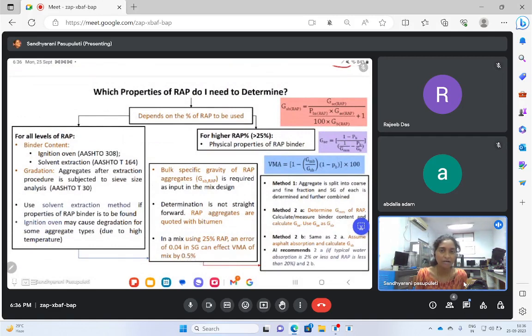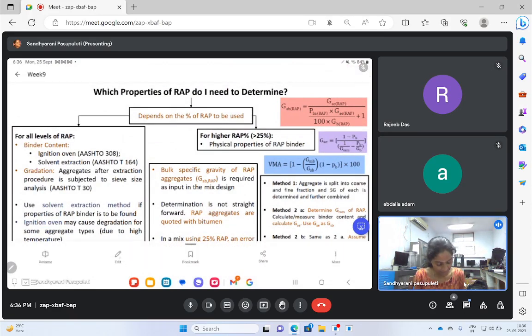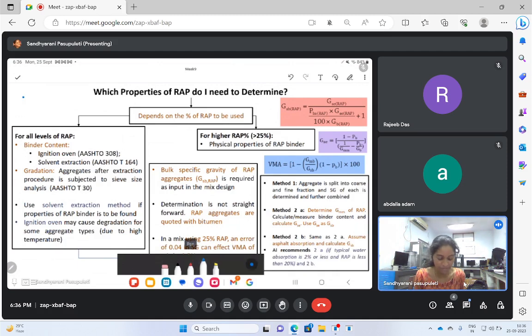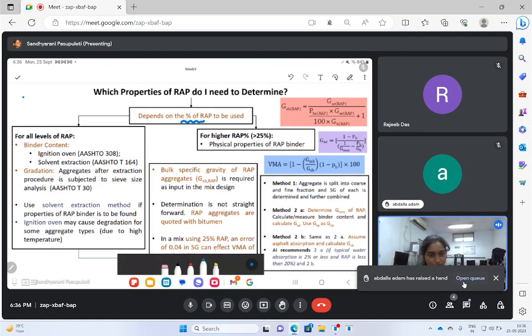So let us say I decided the amount of RAP percentage, how do I even proceed? Irrespective of the RAP percentage, whether you use more than 25, less than 25, or in between, initially there are a few things that need to be calculated.